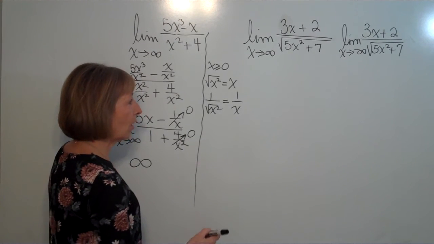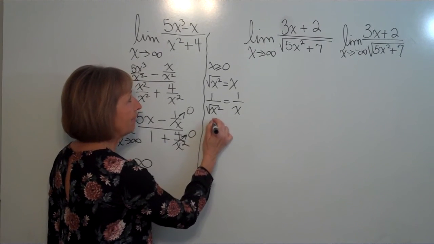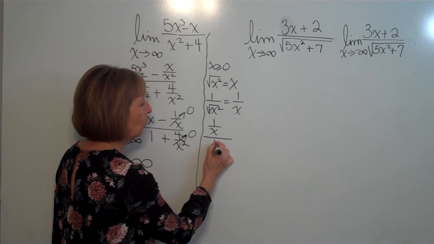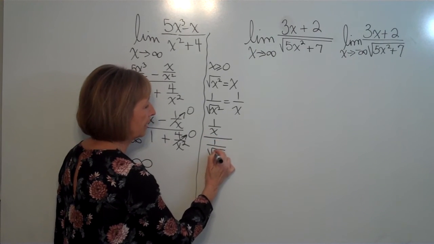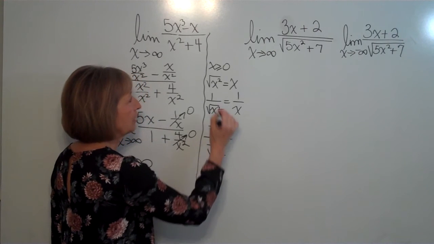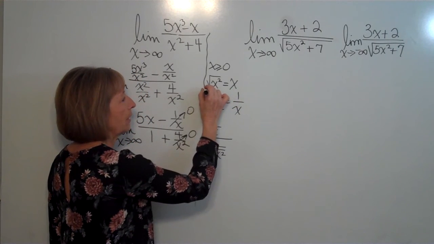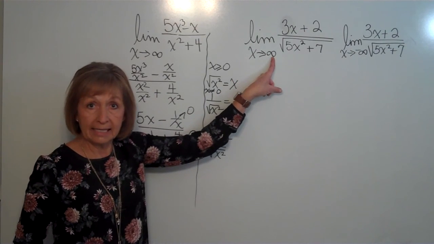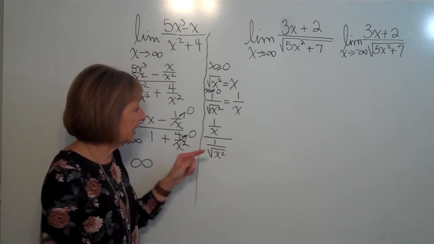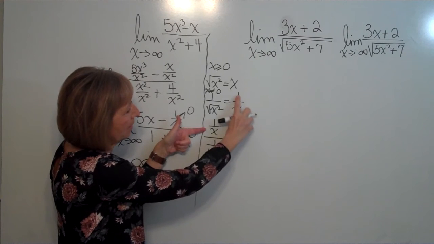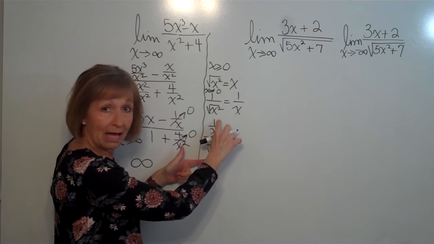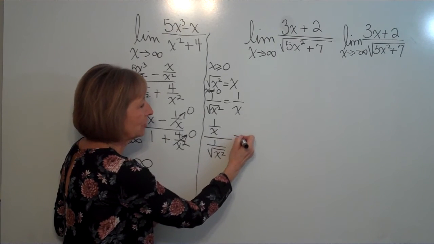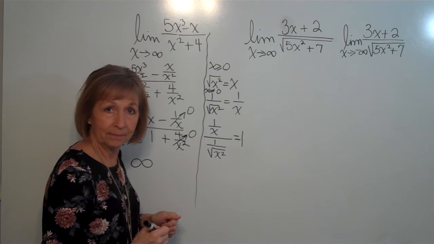And then that also means that if I take 1 over x and I divide it by 1 over the square root of x squared, as long as my x is not equal to 0, and it won't be because we're taking x's that are off to positive infinity, this is just a number divided by itself. And if you have a number divided by itself, that is just the value 1.